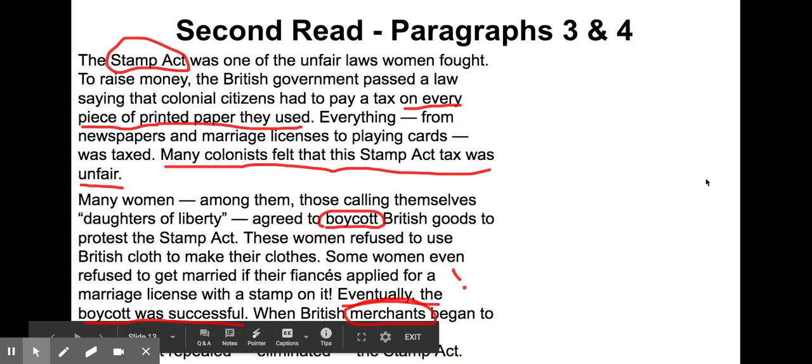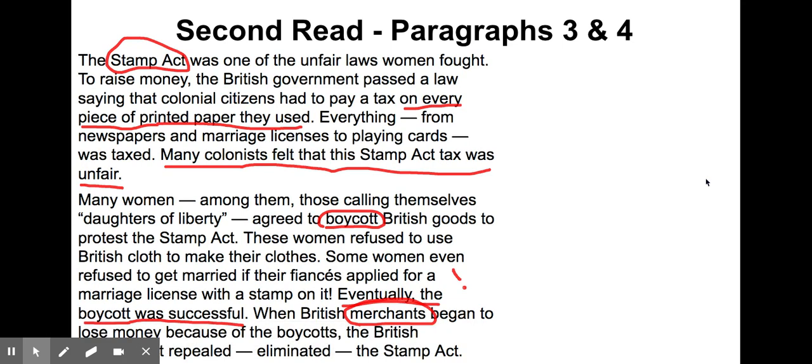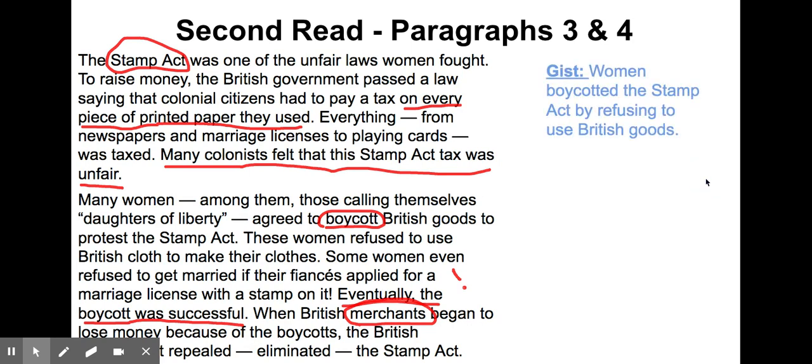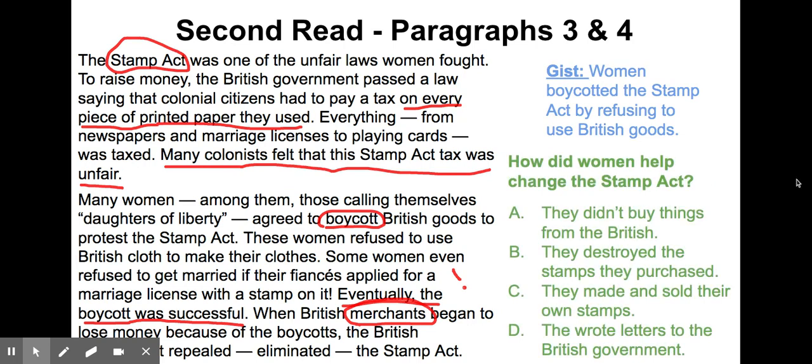So again, gist is what the text is mostly about. I kept hearing boycott, not doing things, they didn't want to pay tax. So I'm guessing my gist is women boycotted the Stamp Act by refusing to use British goods. I kept hearing the idea of boycott, meaning they refused to buy it, and that was because of the Stamp Act. Now let's go to our text dependent question.